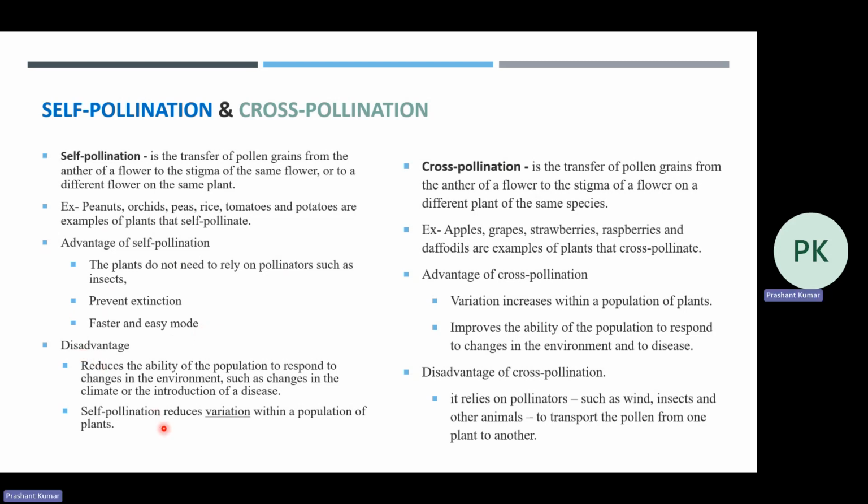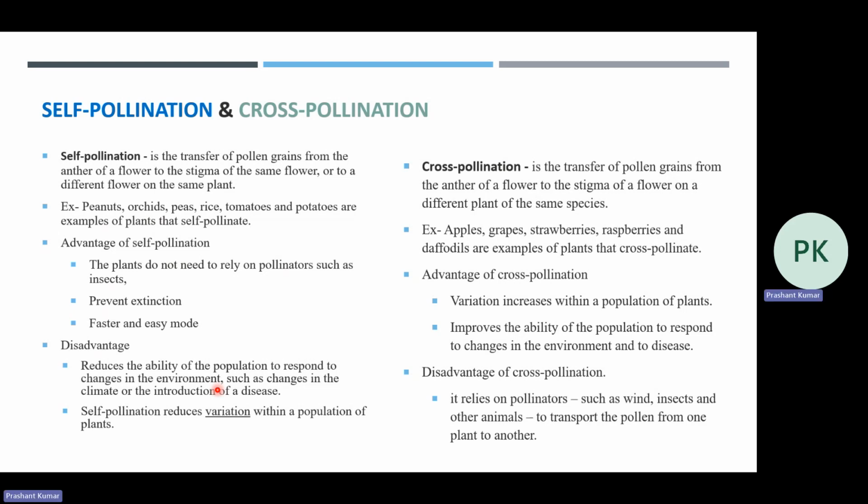Big disadvantage: self-pollination reduces variation, and just now we have seen the importance of variation in plants. It reduces the ability of the population to respond to changes in the climate or any situation. In the beginning we were talking about how genetic variation is important in terms of survival. If any stress comes up, the organism is not going to cope because they don't have variations. Variations bring more suitability, more adaptability.